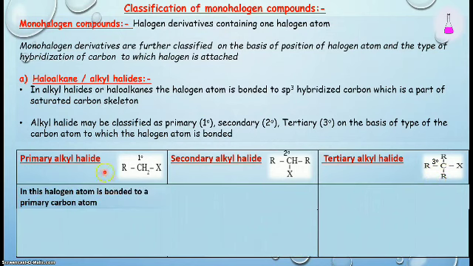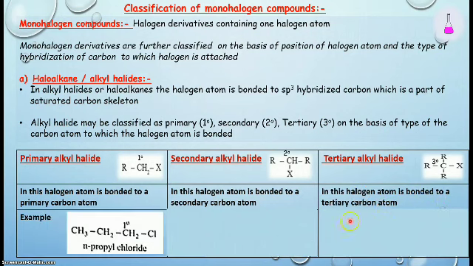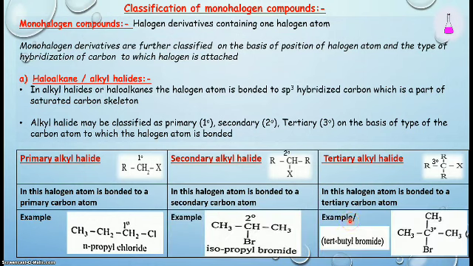Now, primary alkyl halide is one in which halogen atom is bonded to primary carbon atom. Secondary alkyl halide is one in which halogen atom is bonded to secondary carbon atom. While in tertiary alkyl halide, halogen atom is bonded to tertiary carbon atom. Examples of primary, secondary and tertiary alkyl halides are here.